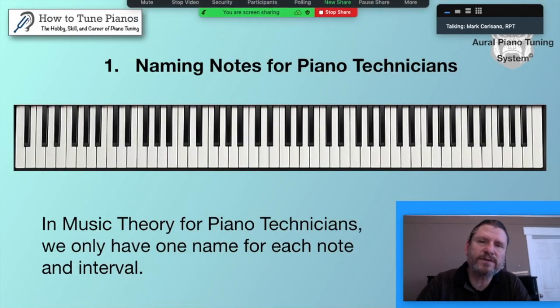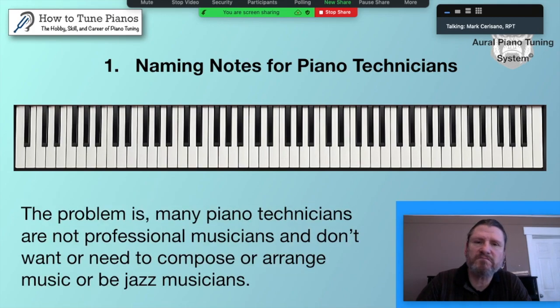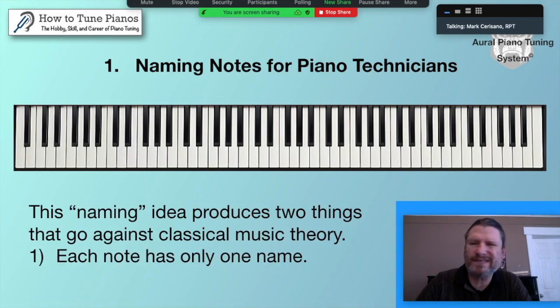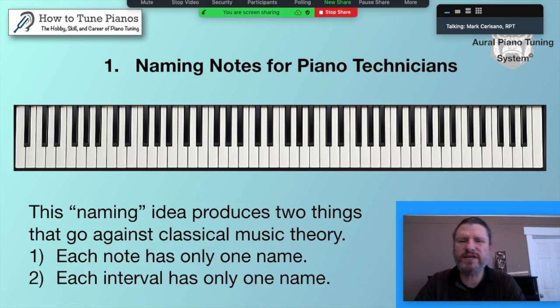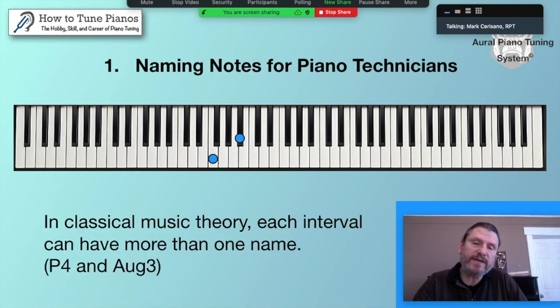All right, so let's just continue on here because I think there was nothing you needed to see with what I was saying. This note here, E sharp and F, is the same note, just different names. This interval here is a perfect fourth, but also can be called an augmented third.